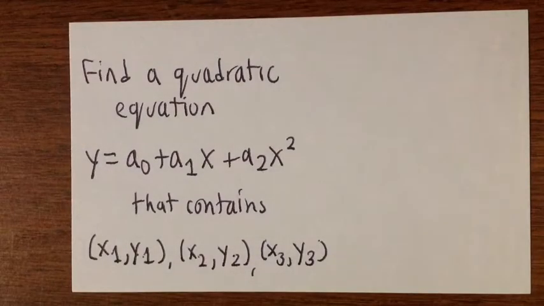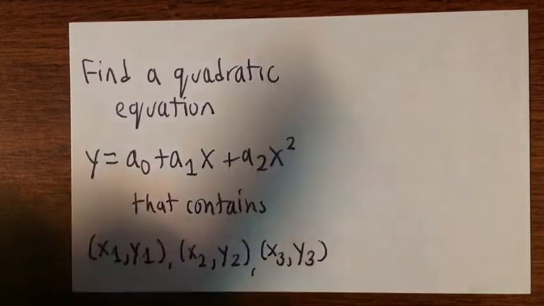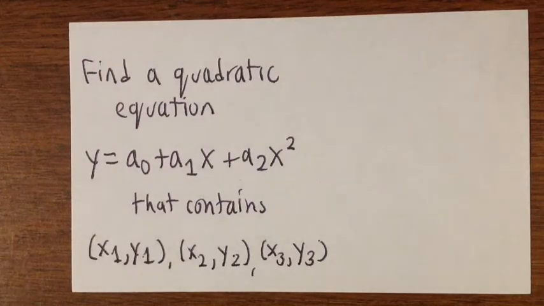Hi, this is Eddie, and in this video we're going to find a quadratic equation y equals a naught plus a1 times x plus a2 times x squared that contains 3 points on the Cartesian plane. We'll label the 3 points x1, y1, x2, y2, and x3, y3. How are we going to do this? We're going to use some linear algebra.